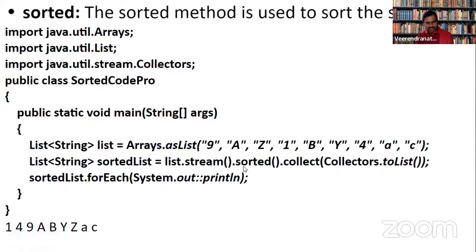So what exactly is happening here? Sorted. This is how the sorting takes place. Once you want to put a collection of elements into sorted order, you can use sorted. So sorted, filter, and map, these three are said to be the intermediate operations or intermediate functions.